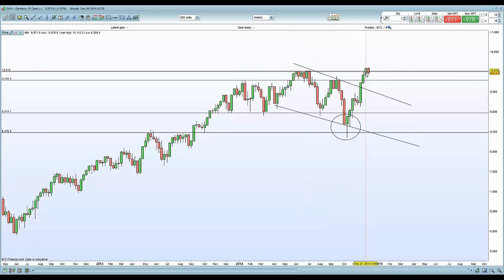So question, based on the price action now on this green candle, do you consider this as a good breakout on the DAX weekly chart? What do you guys think? Yep, so some of you say yes, some say no.